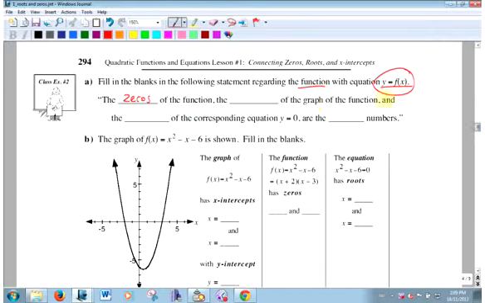The zeros of the function, if it's graphed, what do we call it? The x-intercepts of the graph and the roots of the corresponding equation are the, what goes here? Same. Okay.